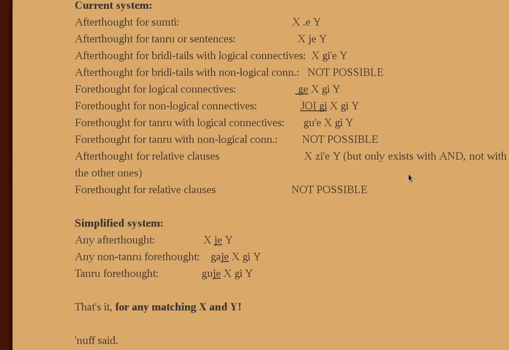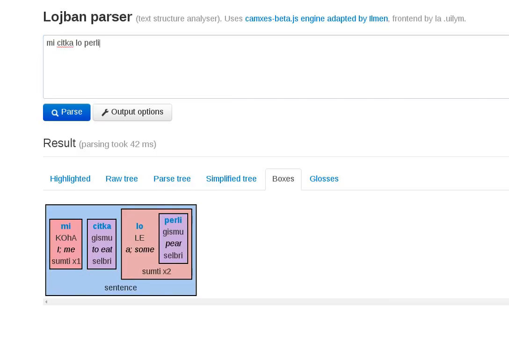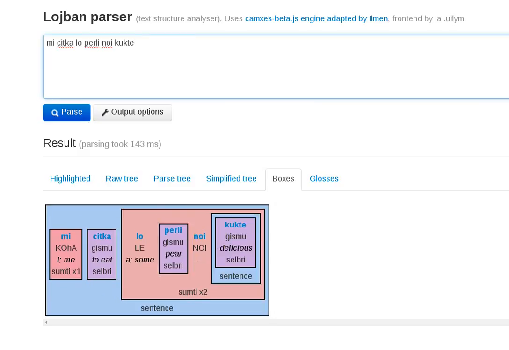Zihe. So zihe connects more than one noi on. Let's play a little with zihe. Mi shitka lo perli. I eat a pear, noi kukte, which is delicious. Mi shitka lo perli noi kukte, zihe noi zirpu. And which is purple.